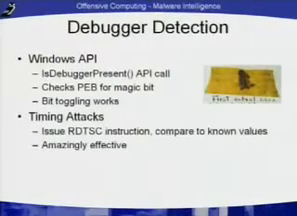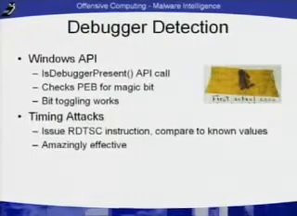The most common technique that we've seen is something called isDebuggerPresent, and this is a native API call to Windows that you can use. It checks the process execution block for the magic bit. You can hide from this really easily. There are debug plugins that let you hide from this. So there's a lot of ways around this, but malware authors still use it quite a bit.